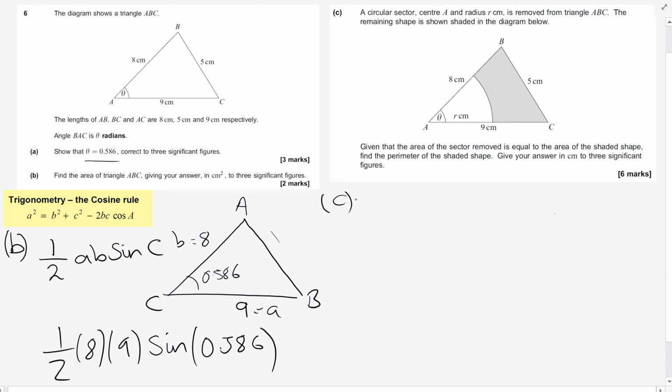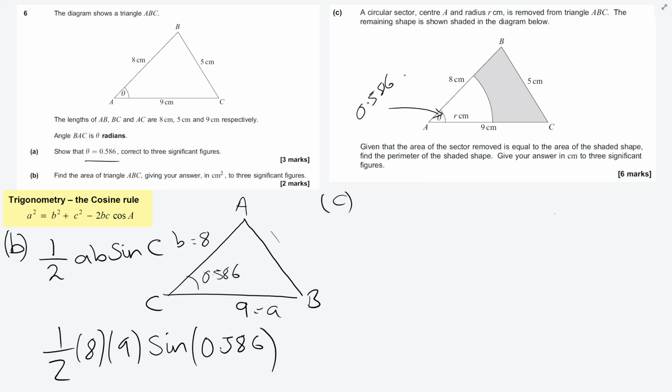So the circular sector, centre A, radius R, is removed from the triangle ABC. We've just found out the area of the triangle ABC, and we know additional information in this picture that theta is 0.586 radians. The remaining shape is shaded in the diagram below. Given that the area of the sector removed is equal to the area of the shaded shape, find the perimeter of the shaded shape, giving your answer in centimetres, to three significant figures.